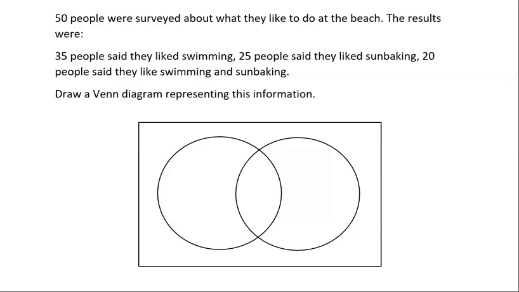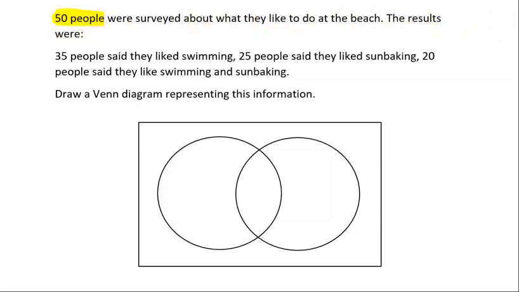This is a slightly trickier example of drawing a Venn diagram. If you need to see a simple example, go back and watch the previous video, which is linked up the top here. Now, this question says 50 people were surveyed about what they like to do at the beach. The results were. Now, the first bit of information we need is that it was 50 people that were surveyed.